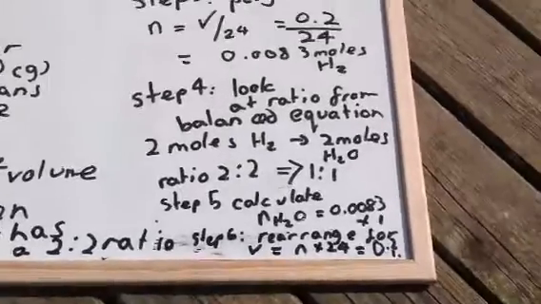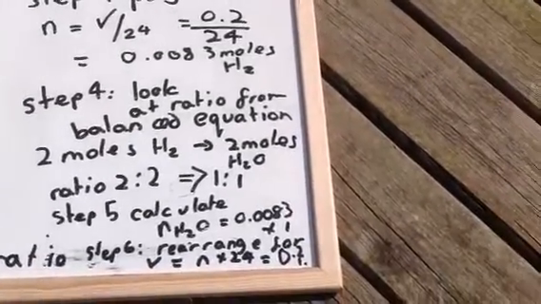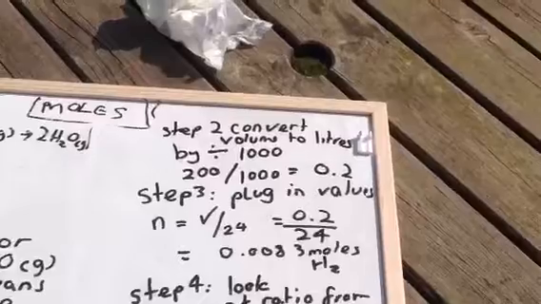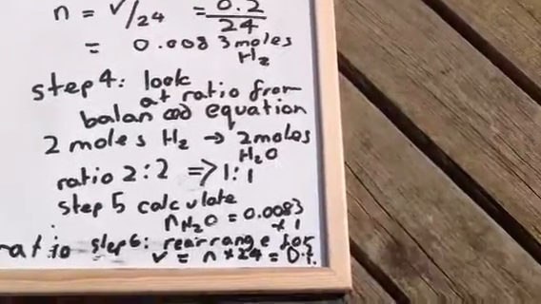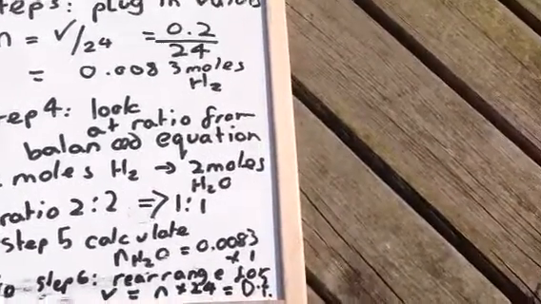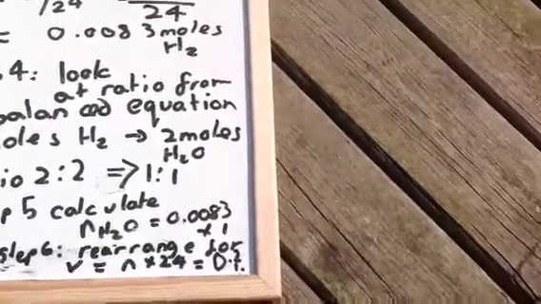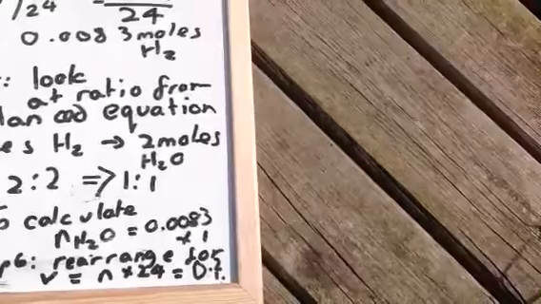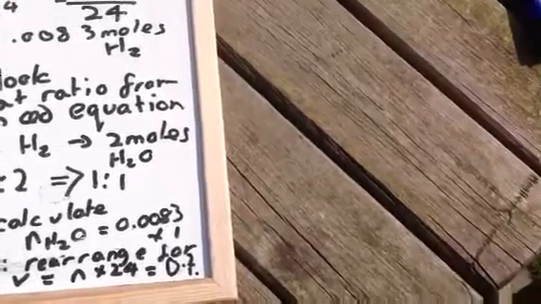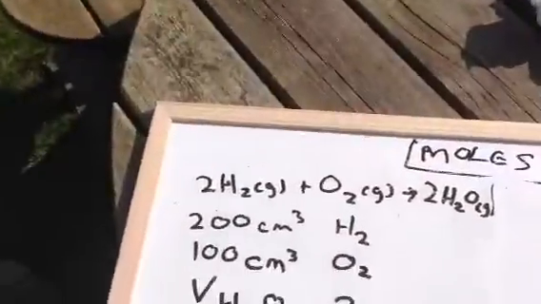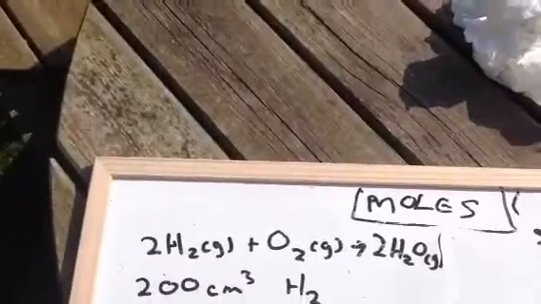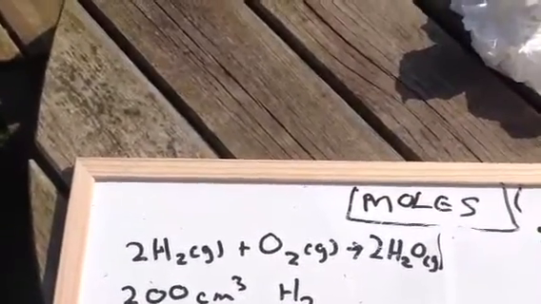Okay, then I need to rearrange my equation to make volume the subject. So if I start off with n equals V over 24, rearranging that to make volume the subject, I end up with n times 24. So n was 0.083 times 24, that gives me an answer of 0.2, which is not a surprise because I started off with 200 centimetres cubed of hydrogen.